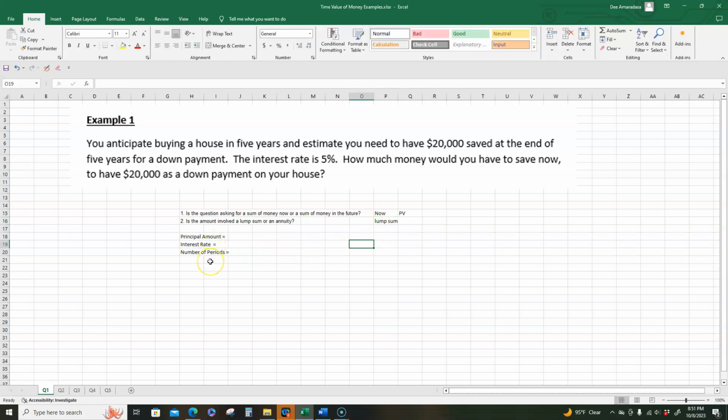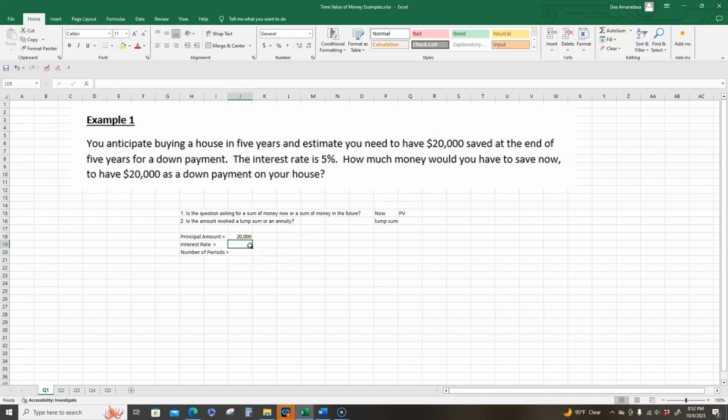The other questions that need answering are, what is the principal amount? The principal amount is the amount of money that you need to have. In this case, it's $20,000. It's always given in the question. So $20,000 is the lump sum. I'd say always, but it's not always. If we have to calculate a payment, sometimes they don't give it. So just read the question. But in this case, it's clearly the principal amount that we need to have at the end of the period is $20,000.